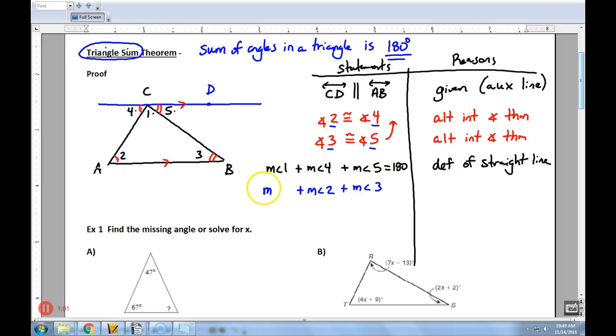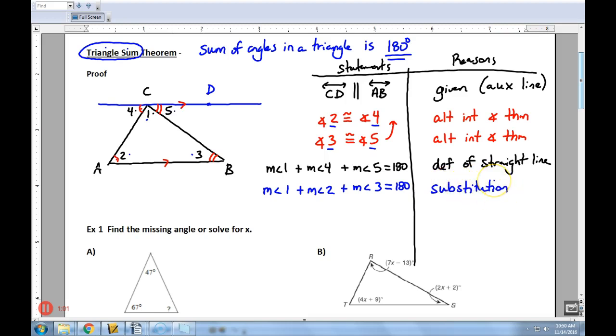And angle 1 I'm just going to leave alone. And look what I have now. I have the measure of angle 1, which is this angle, plus the measure of angle 2, plus the measure of angle 3, adds up to 180. And I accomplished that by substitution.